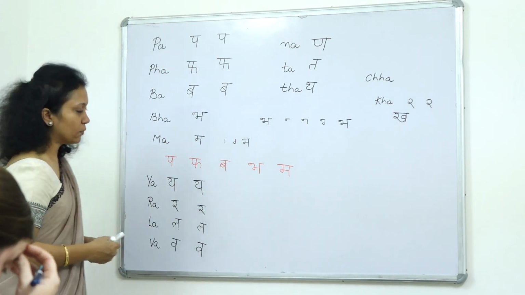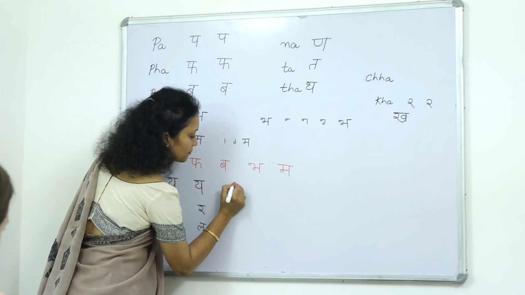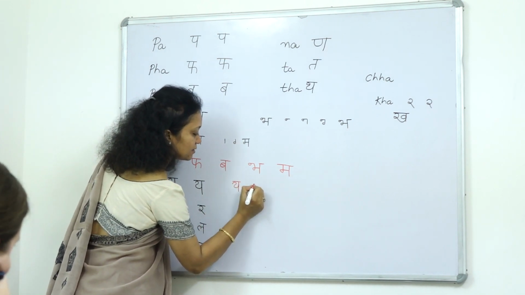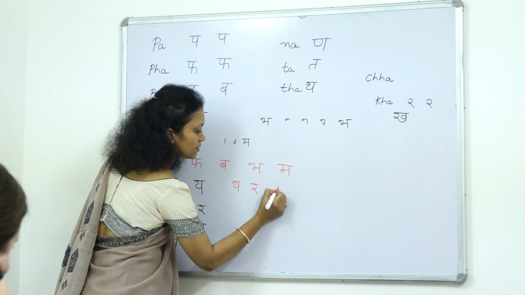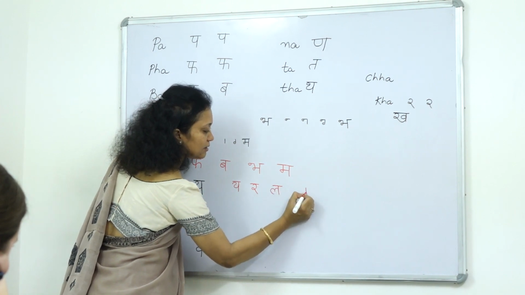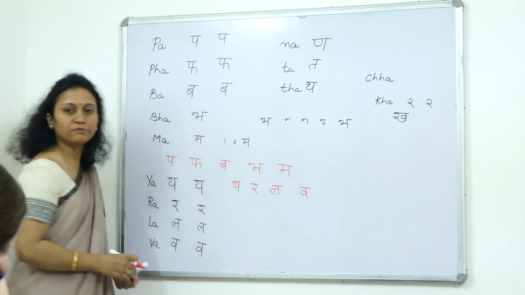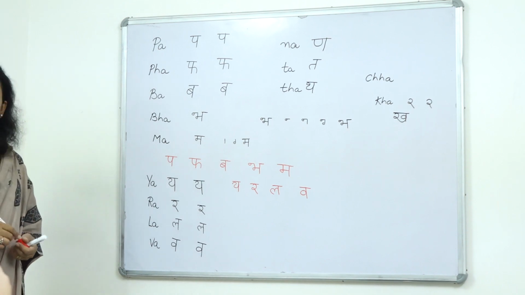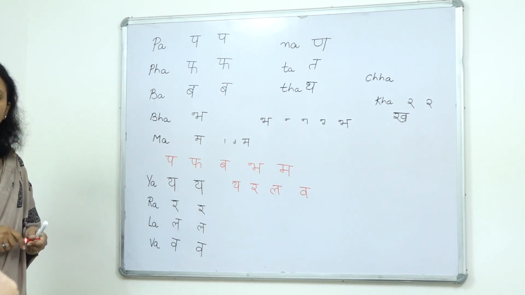Okay. So in a row, it goes as Y, R, L, V. Okay, right?